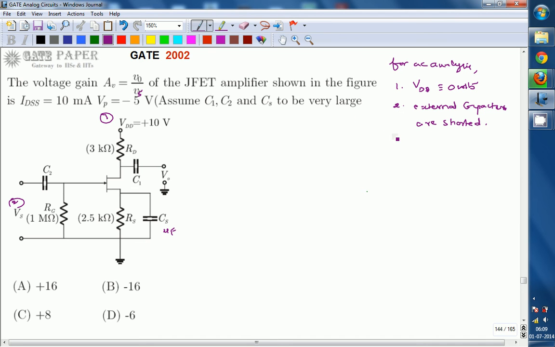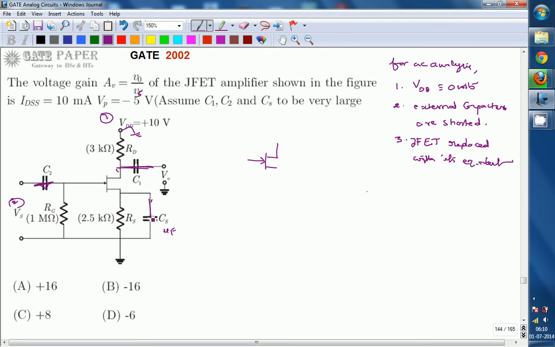The third one is to replace the symbol of the FET. This is a JFET. The symbol of this JFET is going to be replaced with its small signal equivalent circuit. So the first step is that we start with the symbol; later this symbol is replaced, VDD is treated as grounded, and all capacitors act as short circuits.